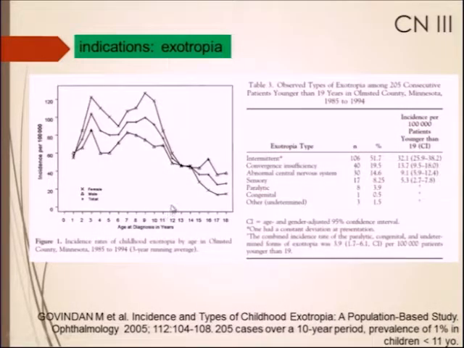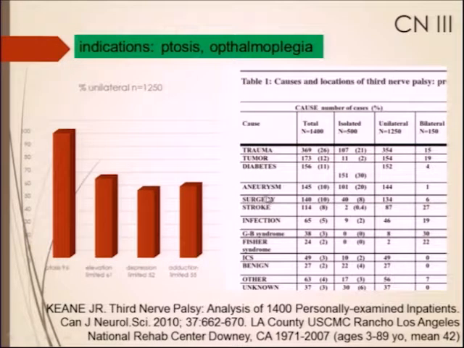If one looks at the incidence of exotropia, there's a bimodal peak, but most of the cases occur under 11 years of age, where the prevalence can be as high as 1%, and sensory and paralytic causes, where the nerve would be involved, account for about 12% of patients overall. And so the cranial nerve 3, if you look in the literature, has been extensively studied, especially in adults.